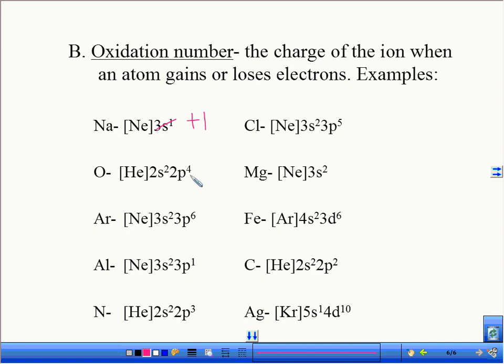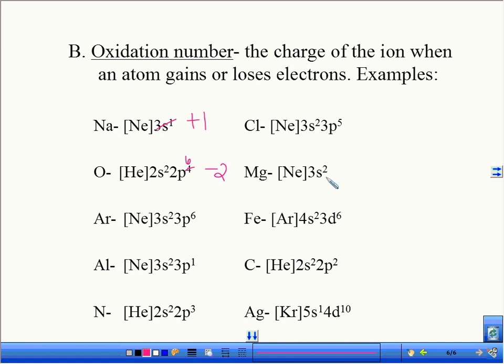Oxygen here, can you see that he already has 6? So he could lose 6 and he'd look like helium, or he could gain 2. If he gains 2 here, then he's actually going to look like neon, and that's a noble gas. So what do you think? Lose 6 or gain 2? It's going to gain 2, so when you gain electrons, you become negative. We say this has a negative 2 charge.